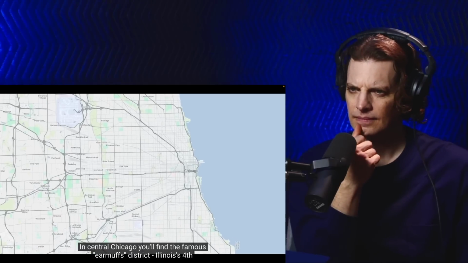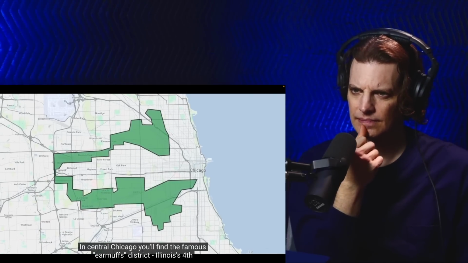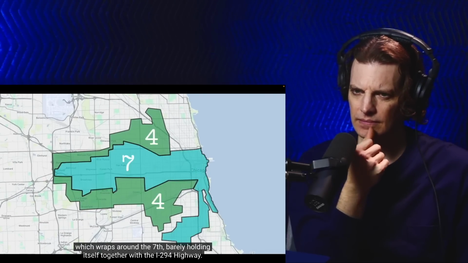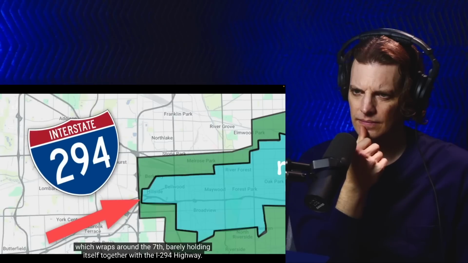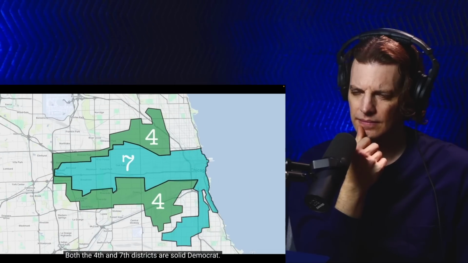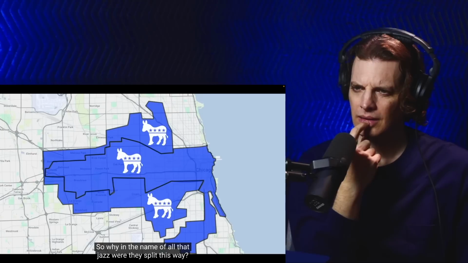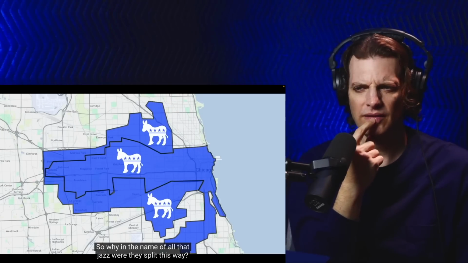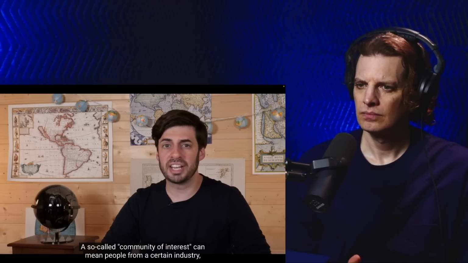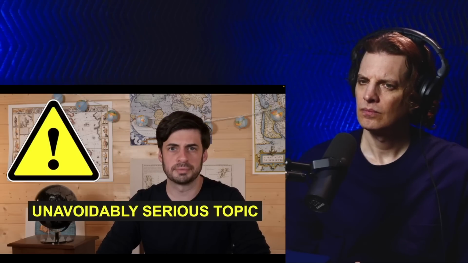In central Chicago, you'll find the famous Earmuffs district, Illinois' 4th, which wraps around the 7th, barely holding itself together with the I-294 highway. Both the 4th and 7th districts are solid Democrat, so why in the name of all that jazz will they split this way? Members of Congress don't just make up numbers for their party. Each one is supposed to represent their community. A so-called community of interest can mean people from a certain industry or housing type or education or race.